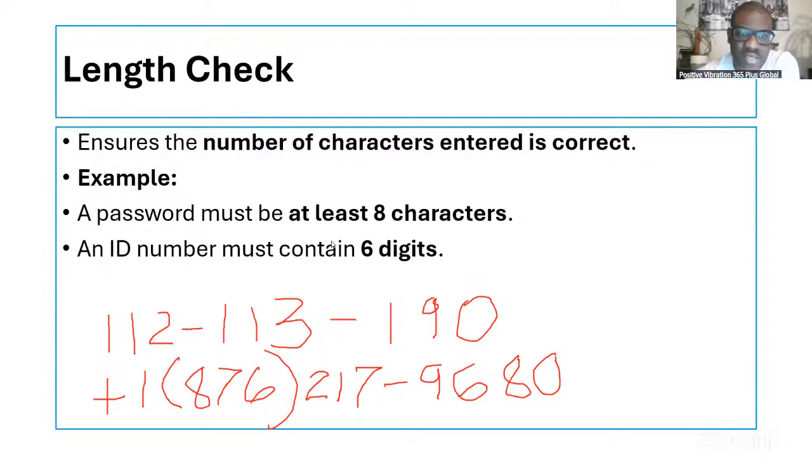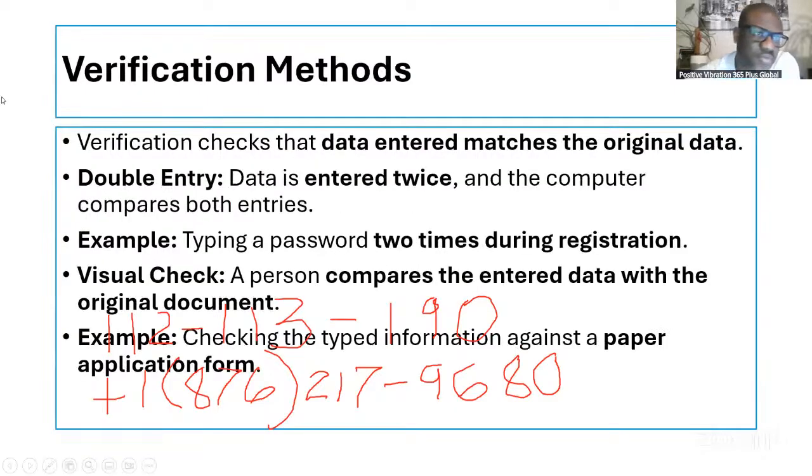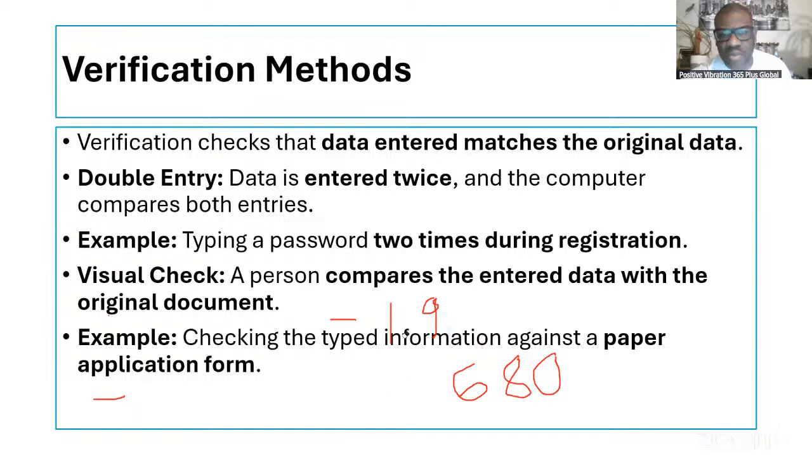All right, let's move to the next one. So next thing we want to talk about, as I said, is the verification methods. I lightly spoke about them earlier, but I want to reiterate, because they say good memory comes from repetition. With verification, there are 2 methods that persons normally use. We have double entry, and this is where you enter the data twice and the computer compares. That's in the case of entering your password, and then you have to enter it again.